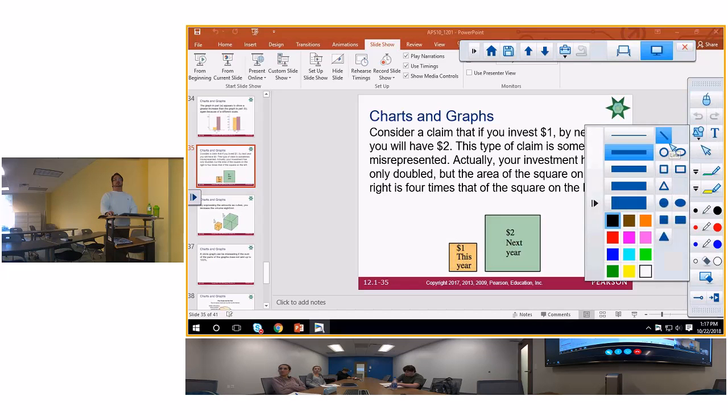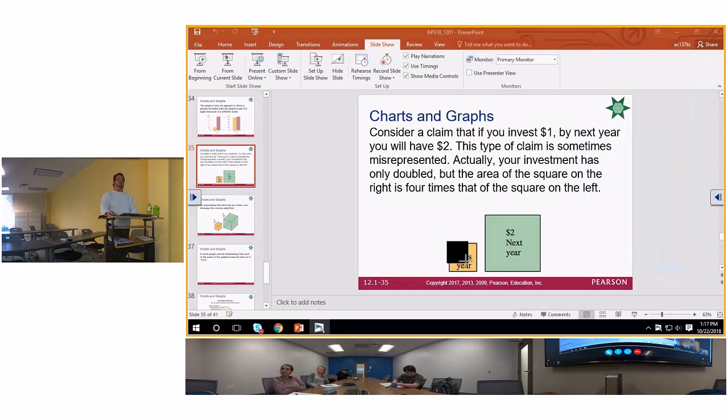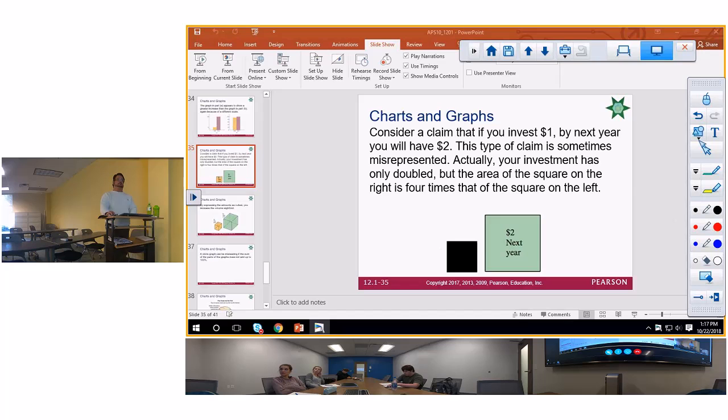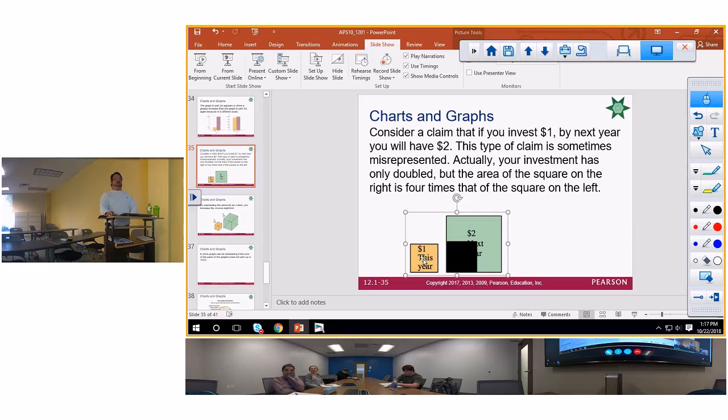Oh well. I'll tell you what I can do though. I can take this and make me a square like this, and now I can copy that. But anyway, I'll do it this way then. That square right there, if you take this square and put it on top, that's only double. This green square is about 4 times as big as the yellow square. So it's a misrepresentation.